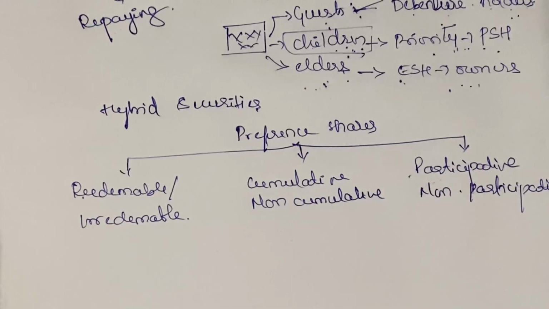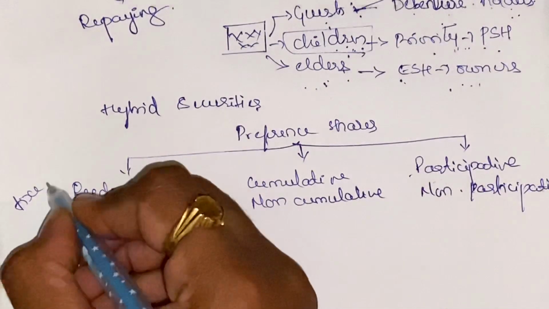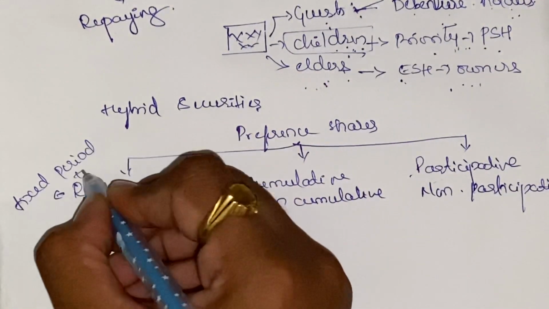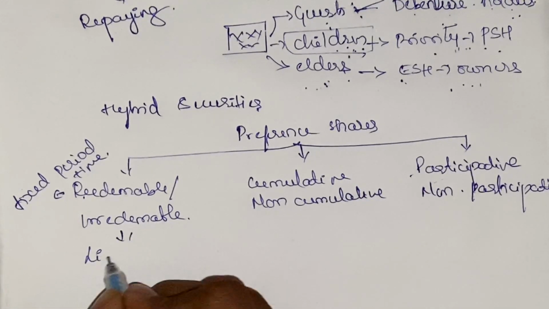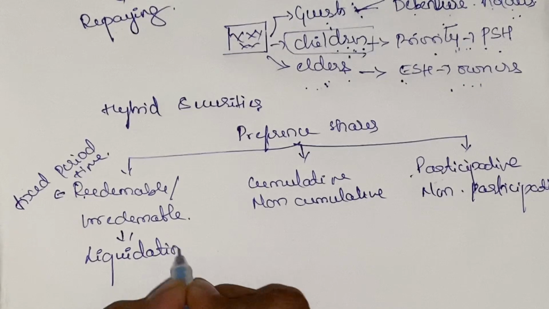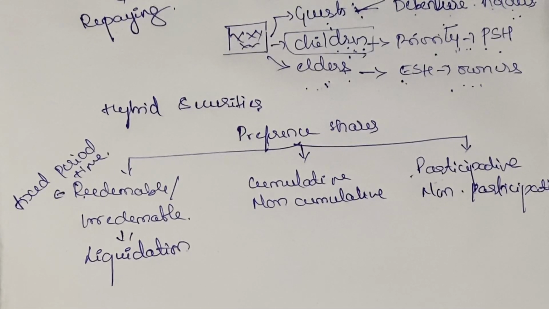Redeemable shares are those shares which are repaid within a fixed period of time. For example, I will say after 10 years I am going to give back your preference shares. When the 10 years is over, I will have to repay the preference share capital completely to the preference shareholders. So redeemable preference shareholders are those shareholders whose share is being paid back after expiry of a fixed period of time. Now irredeemable, right opposite, it is only paid at the time of liquidation. Irredeemable preference shares are those shares which are repaid only at the time of liquidation.